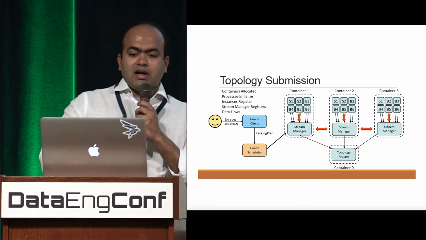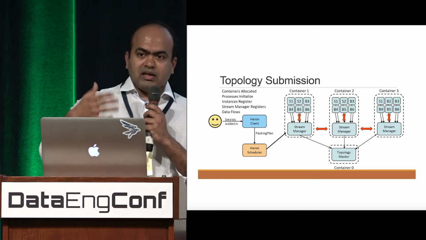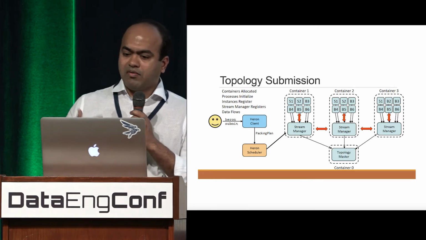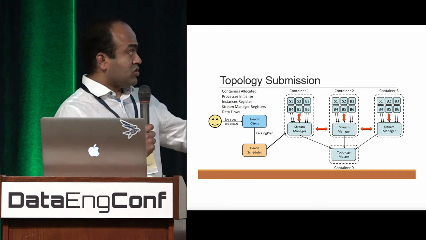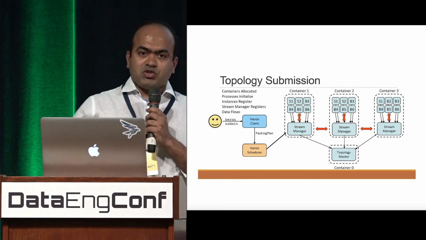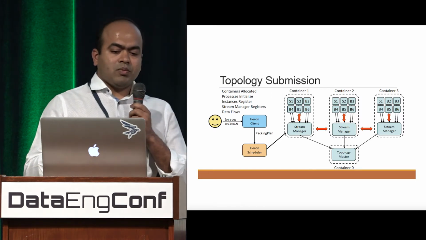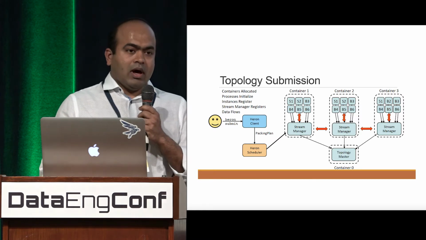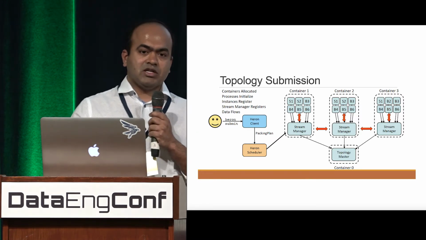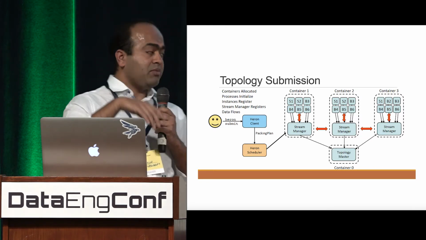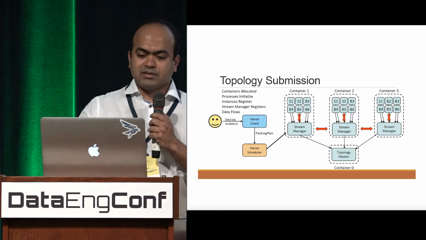Once the containers are allocated and the processes are started, the internal registration of the pipeline starts, which means that the instances will register to the stream manager, followed by stream managers registering with the topology master. This tells the topology master that the topology is ready to start processing data. So the topology master will instruct the stream managers to start ingesting data into the streams, and the stream managers will start routing the data across different instances.